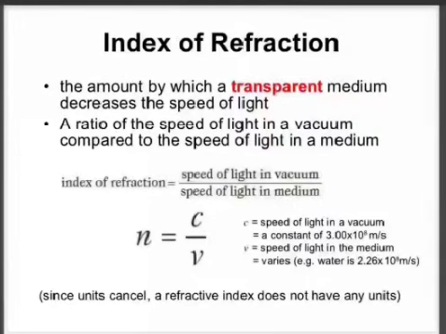So what is the definition of refractive index? It is the ratio of speed of light in air or vacuum to the speed of light in that particular medium. It does not have any unit.